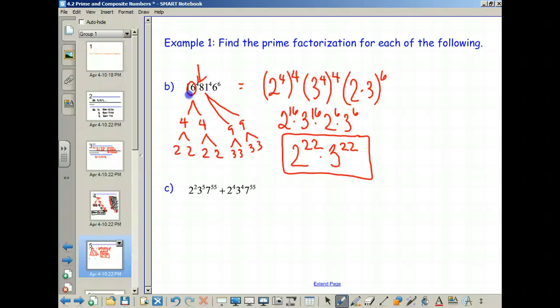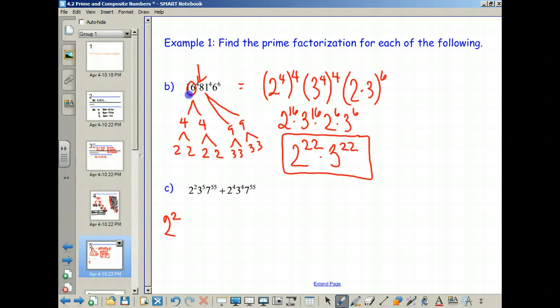Look at 2 to the 2nd and 2 to the 4th. What do they have in common? 2. More than 2. They have 2 to the 2nd in common. Just one of them says 2 to the 2nd. The other one says 2 to the 4th, but 2 to the 4th is actually 4 2's. The first one has 2 2's, 2 squared. The second one has 4 2's. So they have 2 2's, or 2 squared, in common. Okay, so I'm going to pull that out in front for the moment.